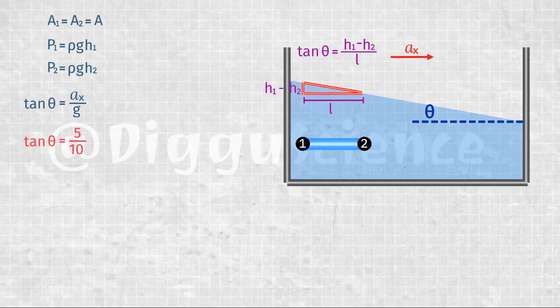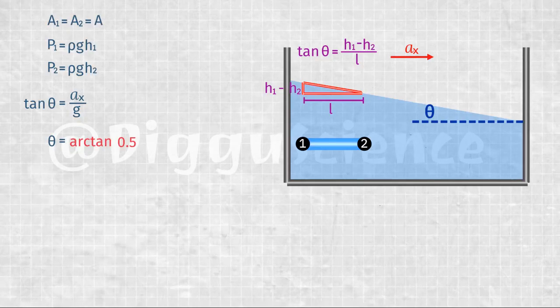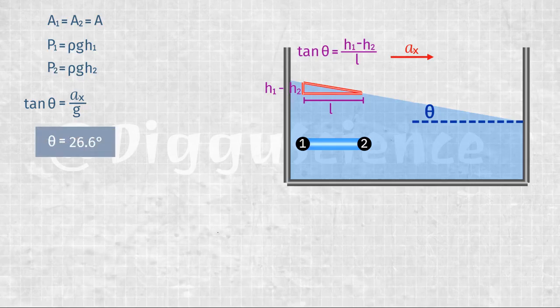In our problem, the car's acceleration is 5 meters per second squared, and the acceleration due to gravity is 10 meters per second squared. Theta is the arctangent of 0.5, or 26.6 degrees. This is the angle of inclination of the water's surface immediately after the car accelerates.